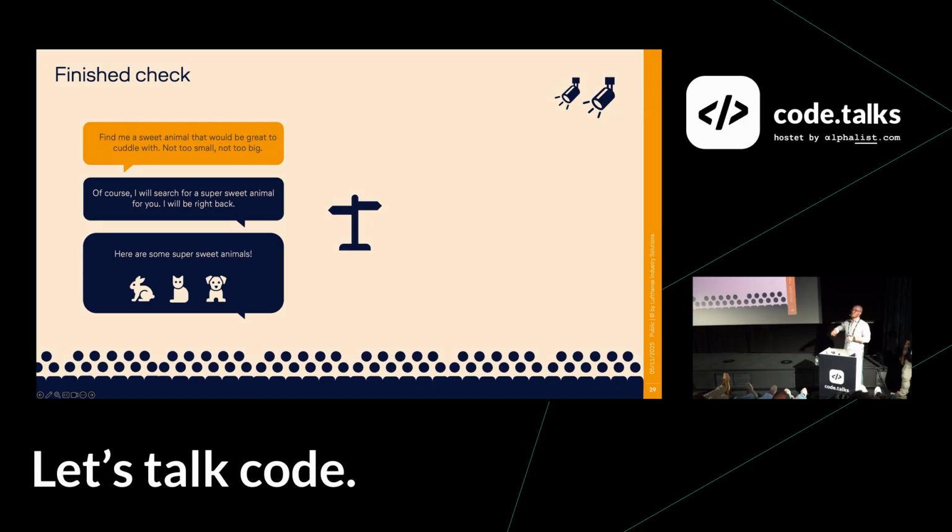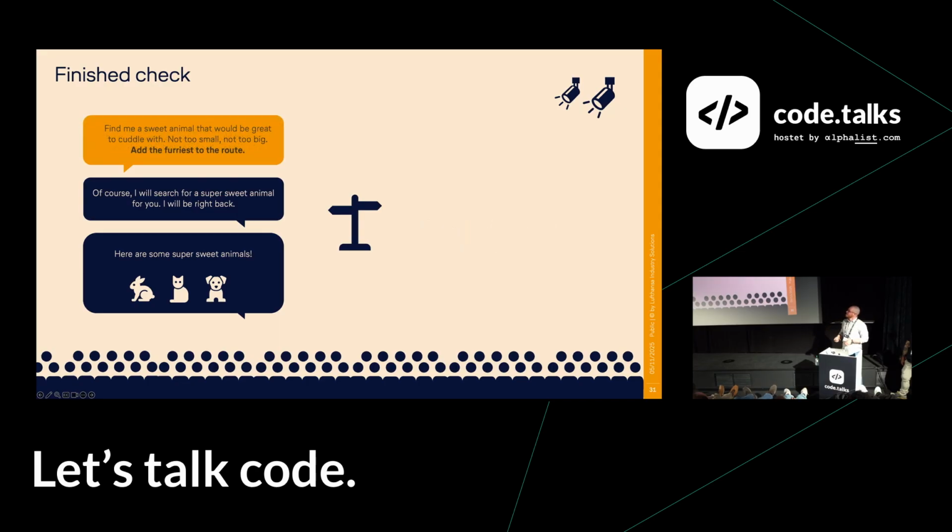Imagine the conversation that we've worked with now in the demos. Find me a sweet animal, and our agent said, okay, I will search for you, and here are some sweet animals. In that case, the finish check would say, bam, you're finished. And we could stop the interaction and wait for the next user request without doing that third unnecessary LLM call.